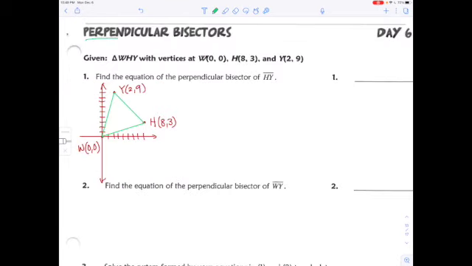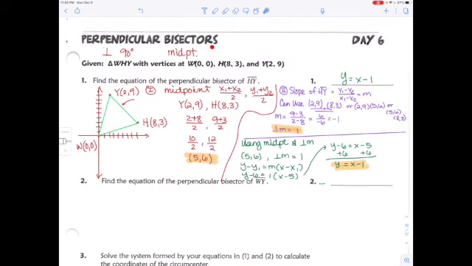Third type of equation we are going to write: perpendicular bisectors. And perpendicular means a perpendicular right here, 90 degrees, opposite reciprocal slope, and bisector is the midpoint. So there will be involving midpoint and slope.